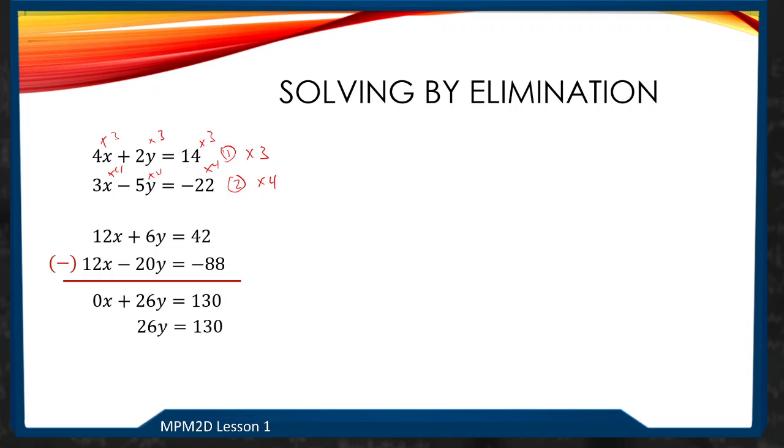So the x's are gone. We've eliminated. That's why it's called elimination, right? We've eliminated one of the variables. So we've eliminated x, and we end up with 26y is 130. So y is 5. It's a weird one. 130 divided by 26 is 5. But yeah, it works. So we have half of our answer.